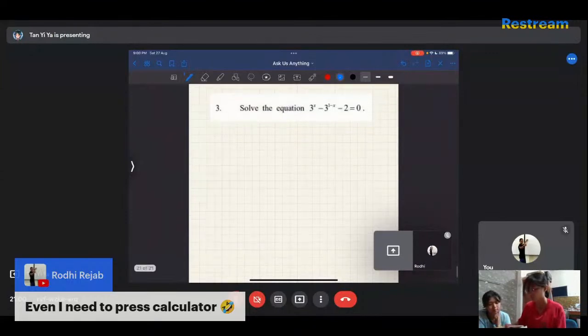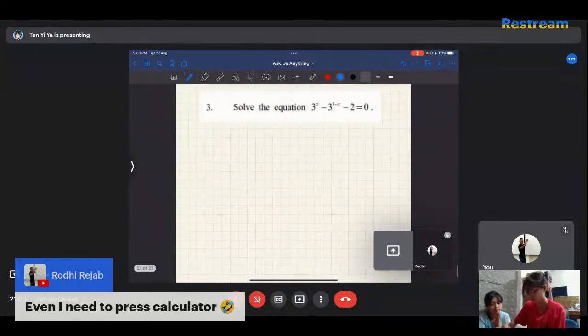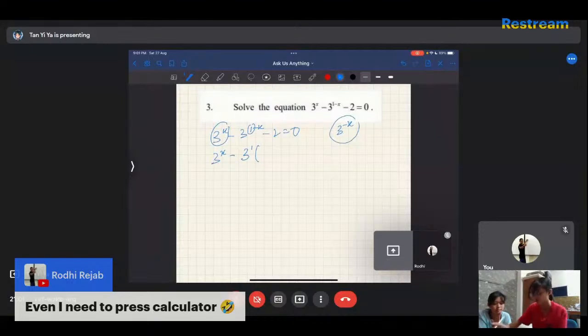For this, we have to solve the quadratic equation also. So it will be the same. Okay, we have 3 to the power of x here. So that's 3 to the power of 1, and also in this way, we can put 3 to the power of negative x. So it can be written this way. Is it okay?